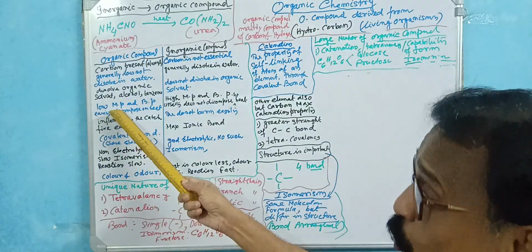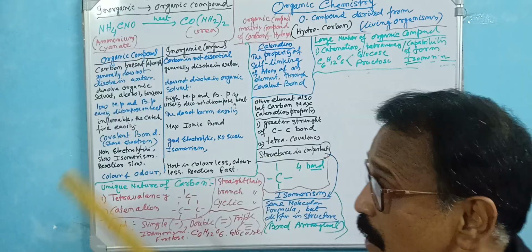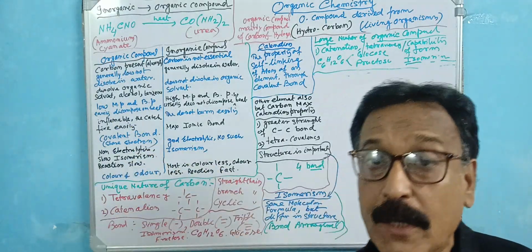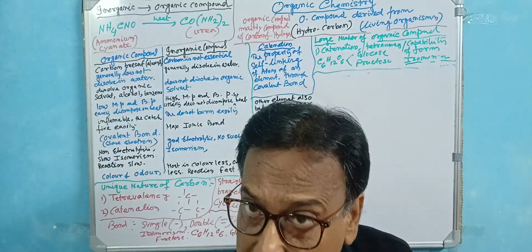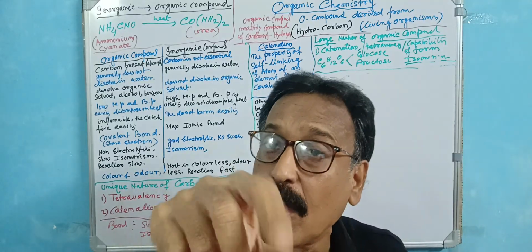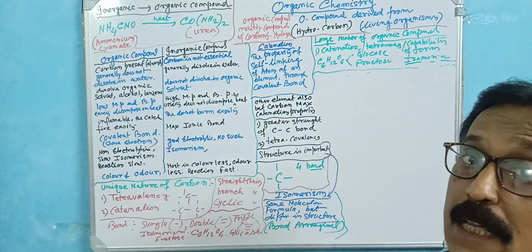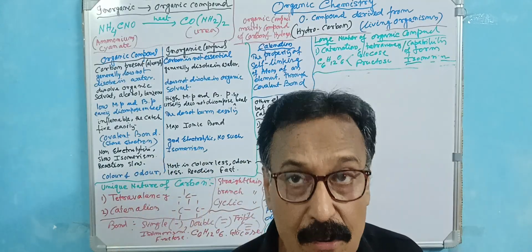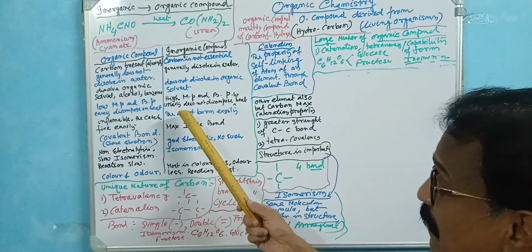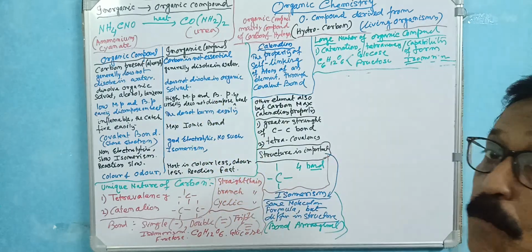Okay. Low MP. MP means the melting point. In the case of the organic compound, low melting point and low boiling point, because their bond is very weak. This is a covalent bond. For that reason, the melting point and boiling point of organic compounds are low. But high melting and boiling point in the case of inorganic compounds, because it is specially the ionic bond. For that reason the melting point and boiling point are very high. And usually it does not decompose on heat.